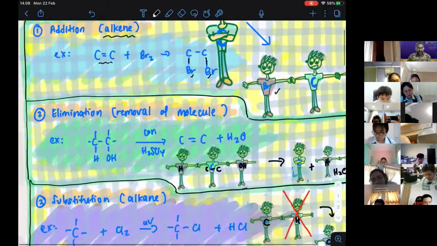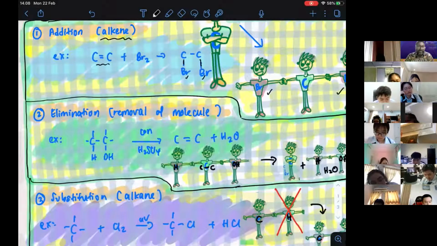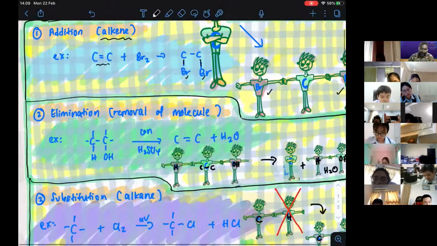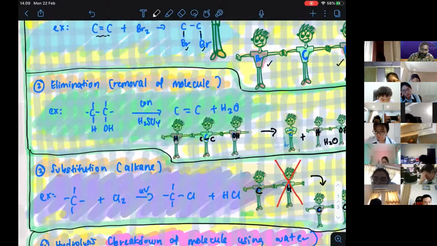Now, we have another type which is known as elimination. Elimination reaction basically involves removal of a molecule. So you try to remove the molecule out. We have different types of elimination. Even condensation reaction is also known as elimination reaction. You are removing something. So here, if you have alcohol, if I use a certain condition, concentrated sulfuric acid, we will learn about this also.